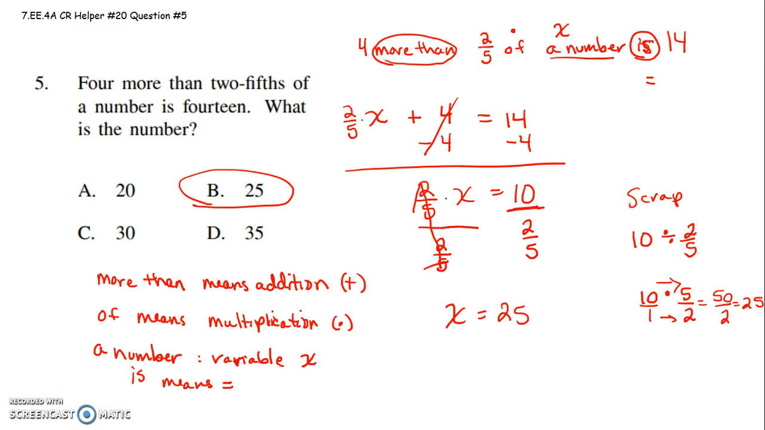So 4 more than 2/5 of 25 is 14. If I have 2/5 times 25 plus 4, I had better get 14. 5 goes into 5 once, 5 goes into 25 5 times. 2 times 5 is 10, plus 4, I sure do get 14. So that's just my quick little check. Hope that helps.